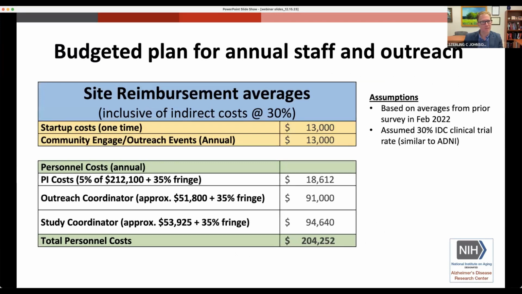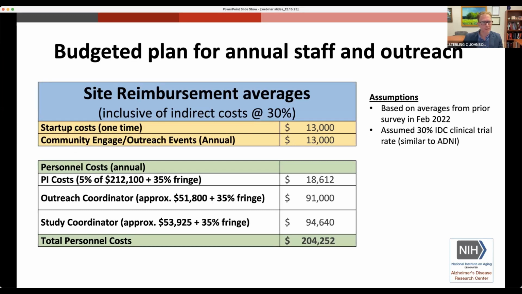Okay, to get to some of the things you've been asking about, the heart of the matter here, I'm going to show you some numbers here that are based on the average, based on the site survey we did back in February of 2022. And we also assumed, using ADNI as a precedent, a 30% indirect cost rate for the sites, which are all of you. We know that's not going to work across the board, and some sites just won't allow that. But we hope you will ask your grants office for that 30% IDC rate. And if it doesn't work, it doesn't work. It just means we'll be doing less imaging as a consortium, but we want to try to do that.